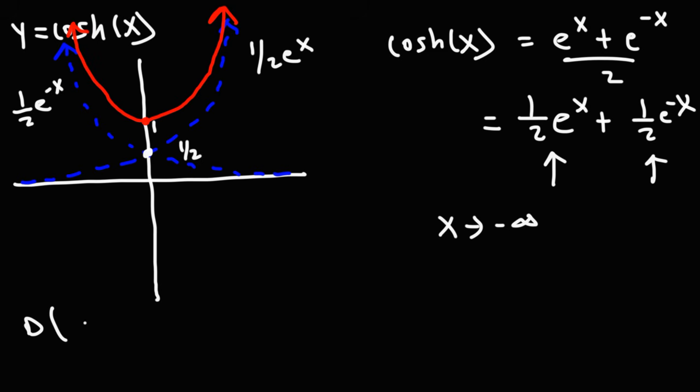The domain is all real numbers. X could be anything, but the range is limited. The lowest y value for hyperbolic cosine is 1, and 1 is included, so we're going to use a bracket, and it goes up to positive infinity.